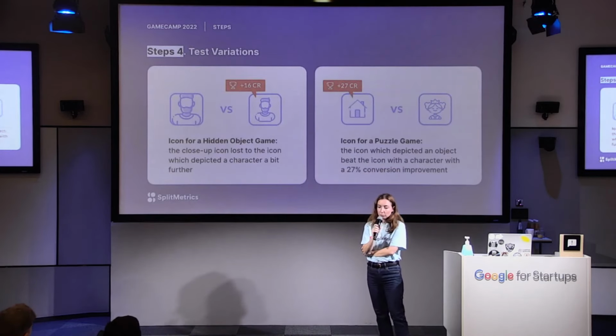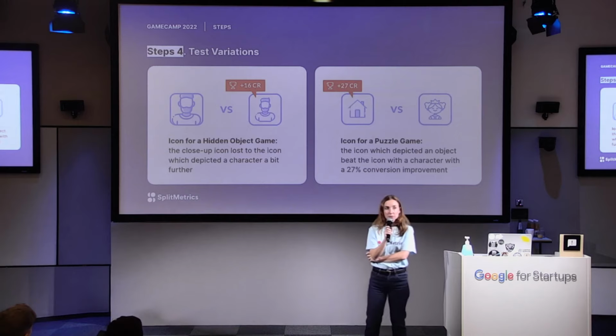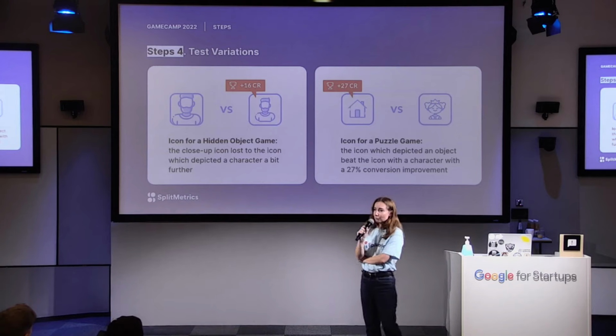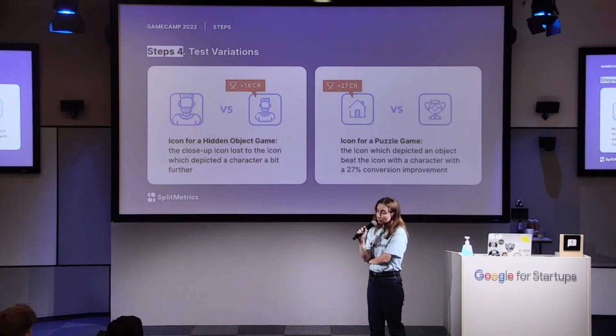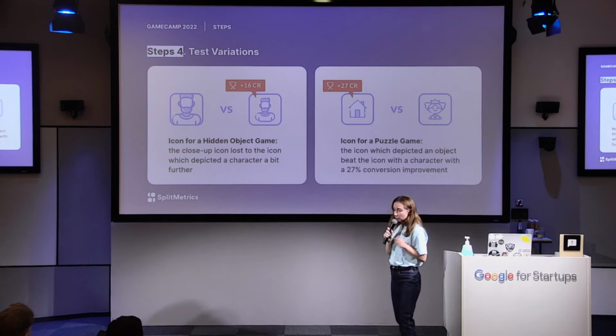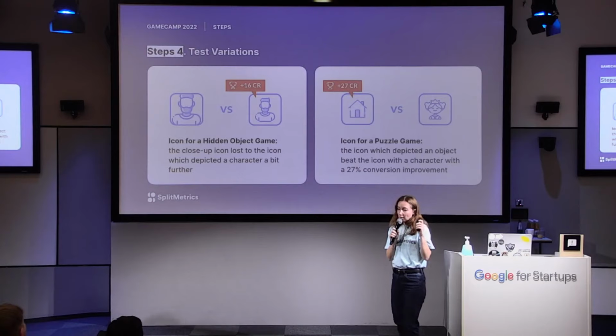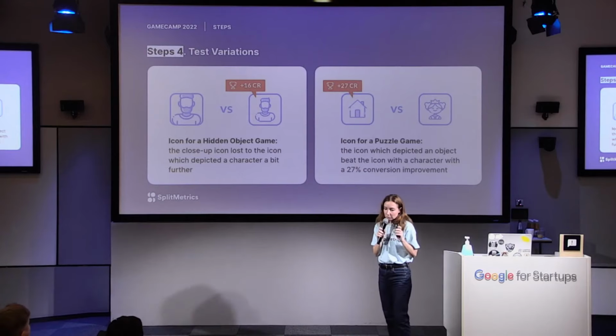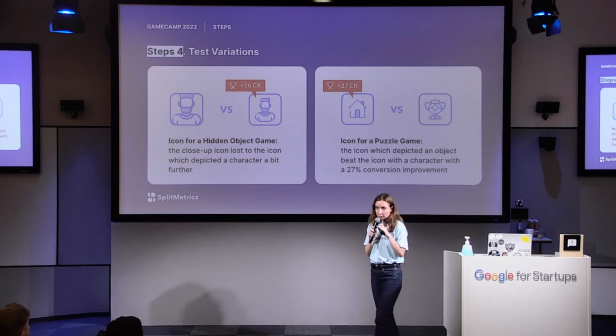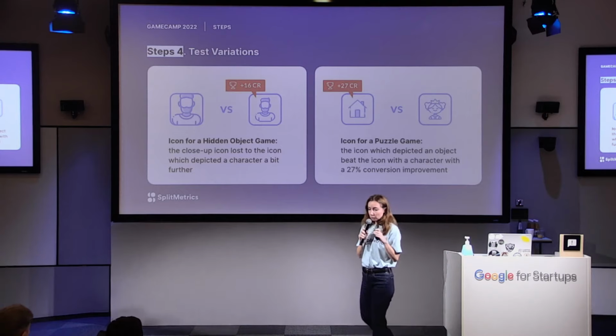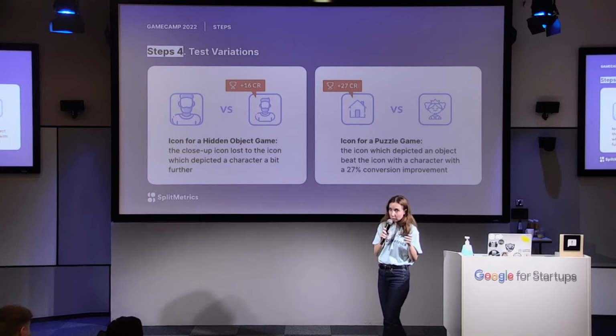Step number 4, here you create the test variations, and you already heard about how to create them. But here I want to show you that it's not necessary to create completely different variations. You have to play with objects and their size and see that these small changes could bring more impact. For games, it's also important to test characters or objects, because different characters and objects bring different amounts of attention.